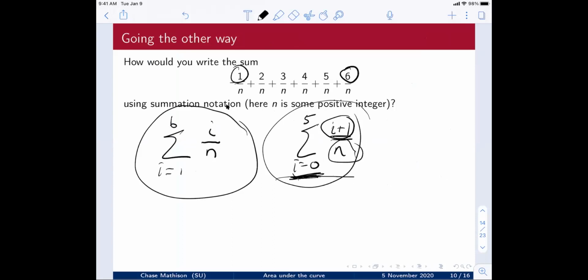I want my first term to be 1. Well, that's i plus 1. Then when i is 1, I want my term to be 2. That's also i plus 1. So you just need to fit the numerator to what's actually happening in each term. In the second sum, the numerator is just i plus 1. So that's where this sum comes from. And we stop at 5 because when i is 5, then i plus 1 is 6, and we want to stop at 6 over n.